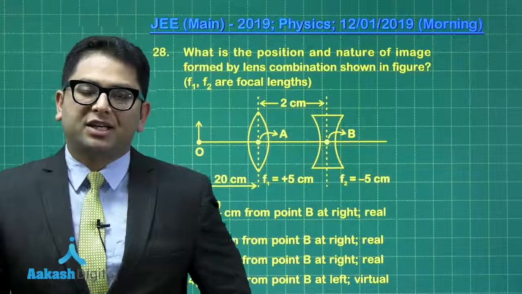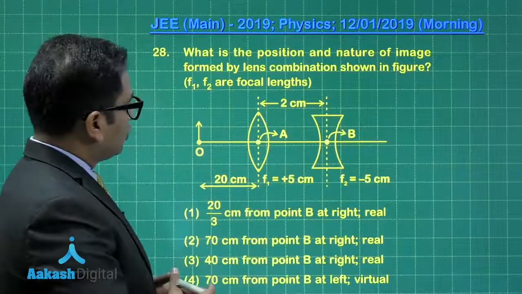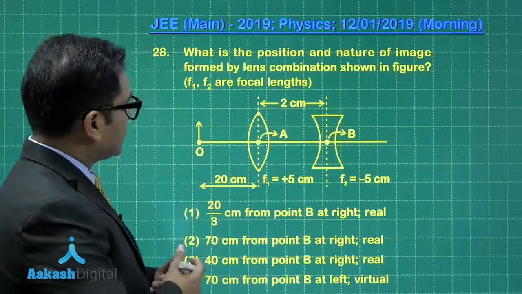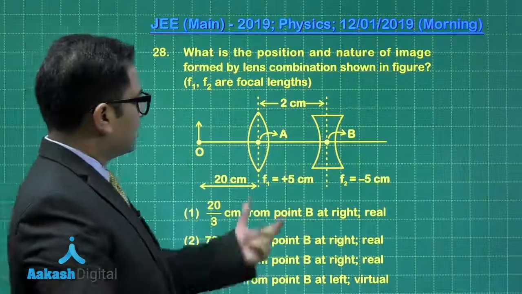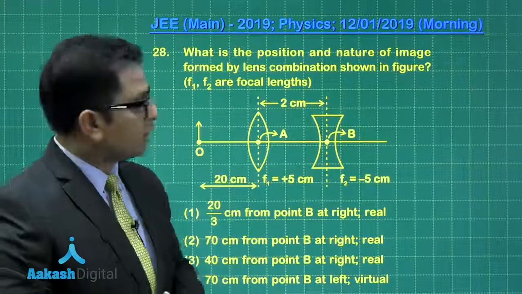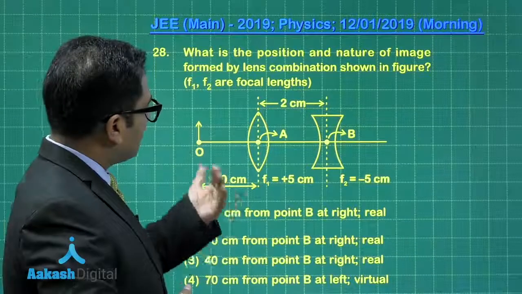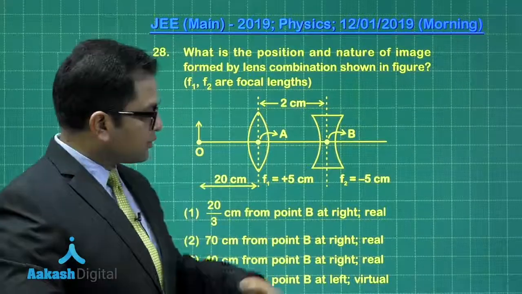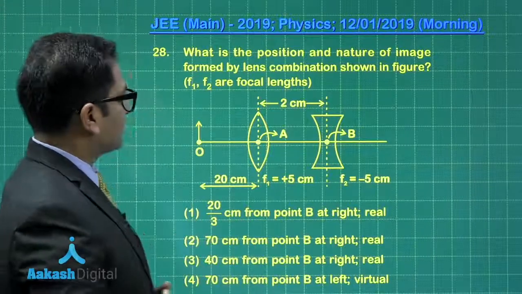Question number 28, derived from ray optics. There's a combination of two lenses separated by a certain distance, focal lengths being the same, object at 20 centimeter. The lenses are separated by a distance of 2 centimeter. And we need to calculate the final position of the image as well as the nature.